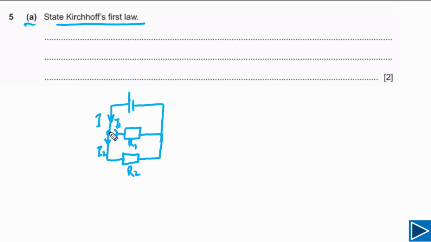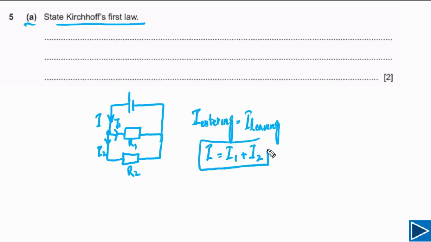Now Kirchhoff's First Law tells us that the current entering this junction has to be equal to the current leaving. So I entering has to be equal to I leaving. In this case, I entering is equal to I, and I leaving is equal to I1 plus I2. And this is what Kirchhoff's First Law tells us. This is what you need to understand.